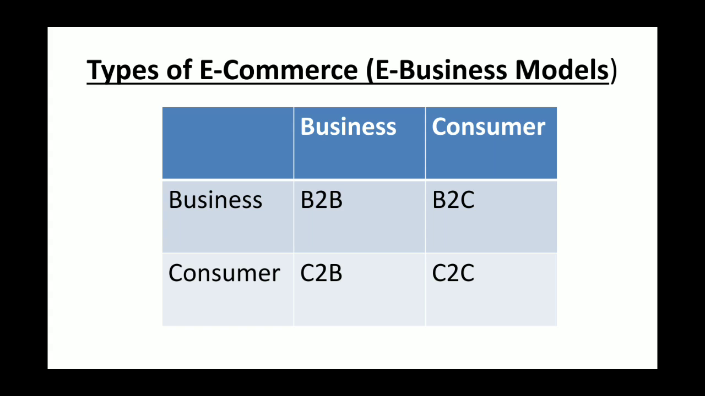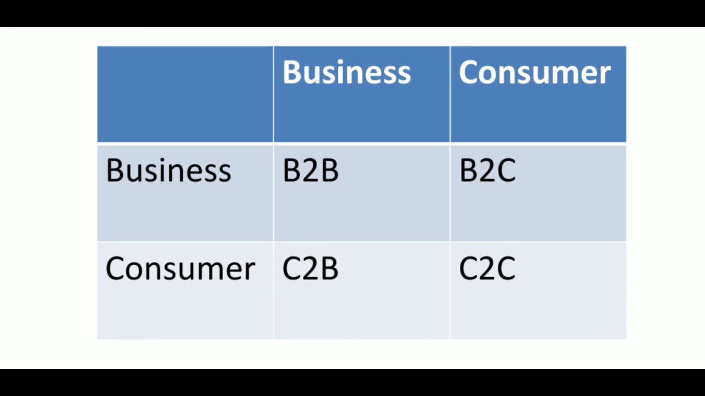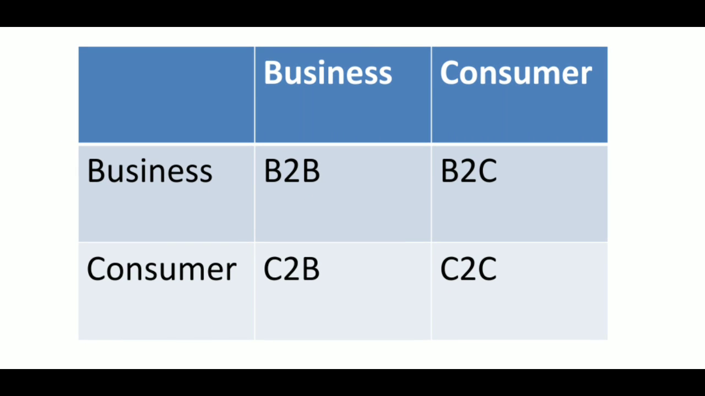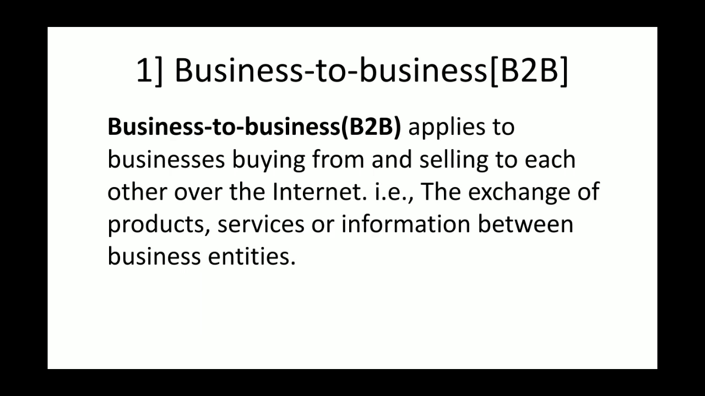Okay, just see this one. Here, this table will show you the different models, so you can easily recognize them. Business to business, business to consumer. Next category will be consumer to business, then consumer to consumer. Okay, in detail we'll study this one.